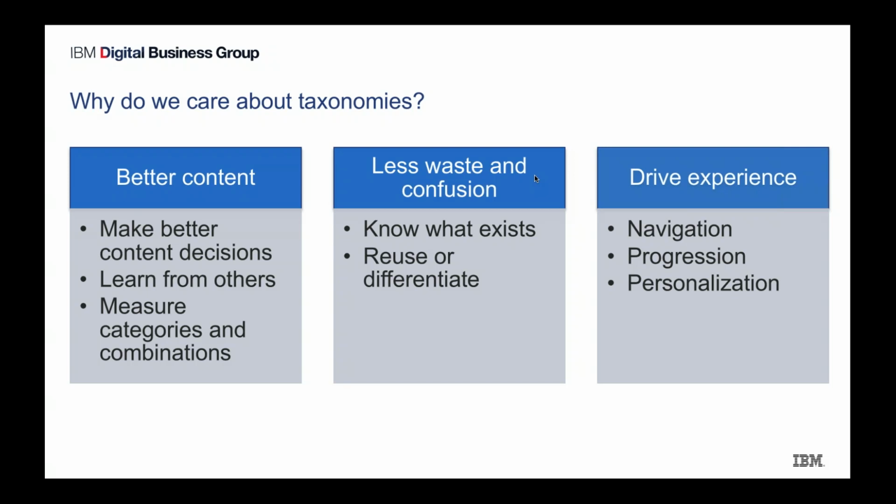And then finally, driving experience. So being able to do what I've called cognitive delivery. So using the taxonomy and some intelligent tooling around the taxonomy to drive navigation. You can think of navigation as: what's similar, what should I go to that's related to what I'm currently reading. Progression is: what's the next thing I'm likely to be interested in based on what I've read before. And then personalization, making it personal to my journey, not just my current location.